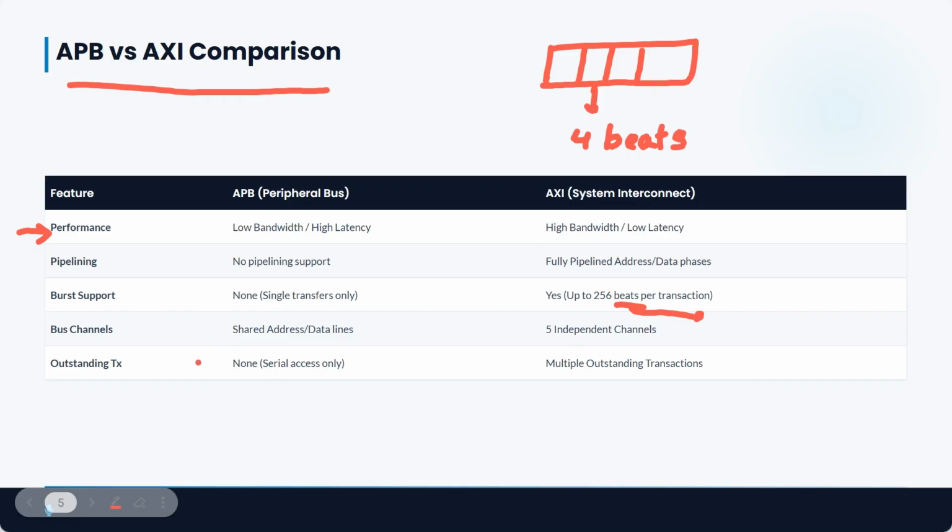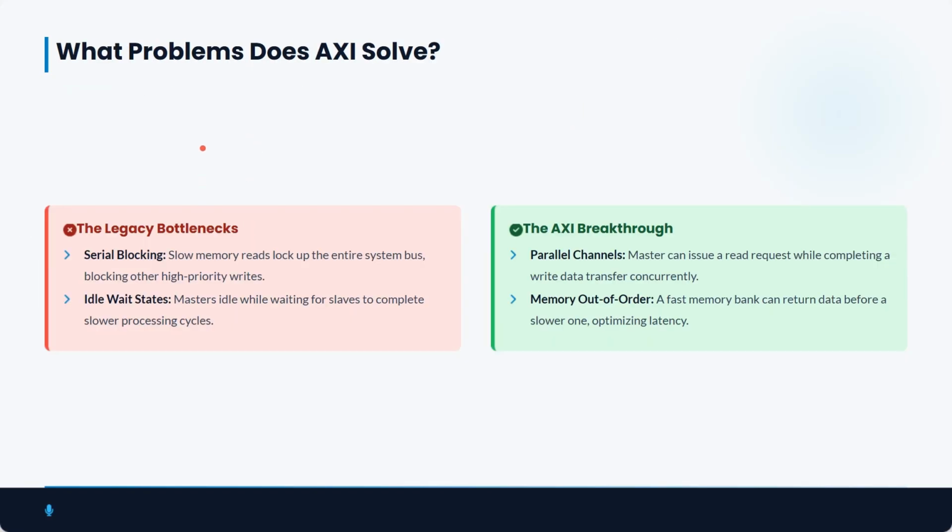Then we have something called bus channel. In APB, you have shared multiplexed address and data lines, whereas AXI uses 5 completely independent hardware channels. Then we have something called outstanding transaction. APB allows only serial access, one transaction at a time, whereas AXI allows multiple outstanding transactions in parallel.